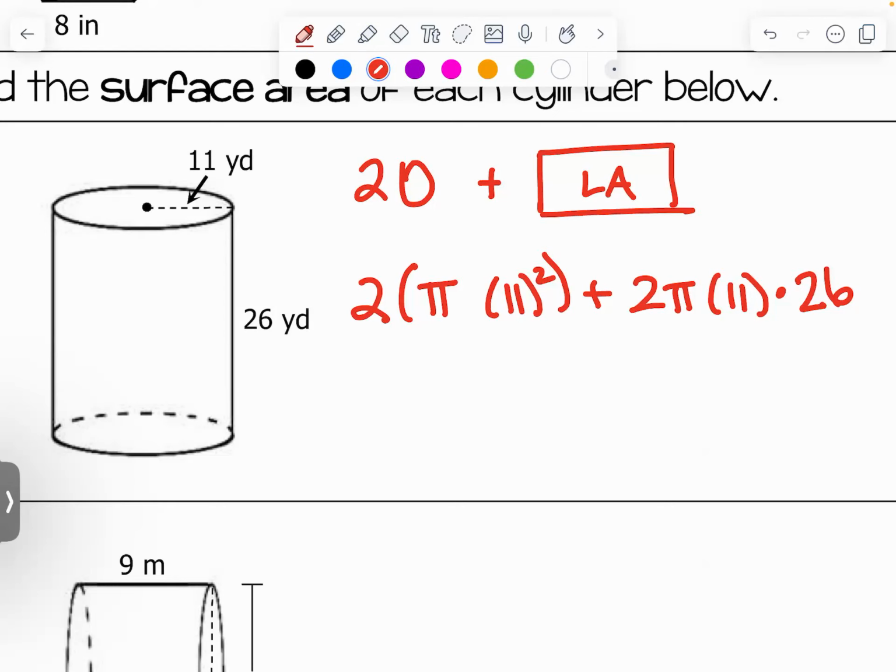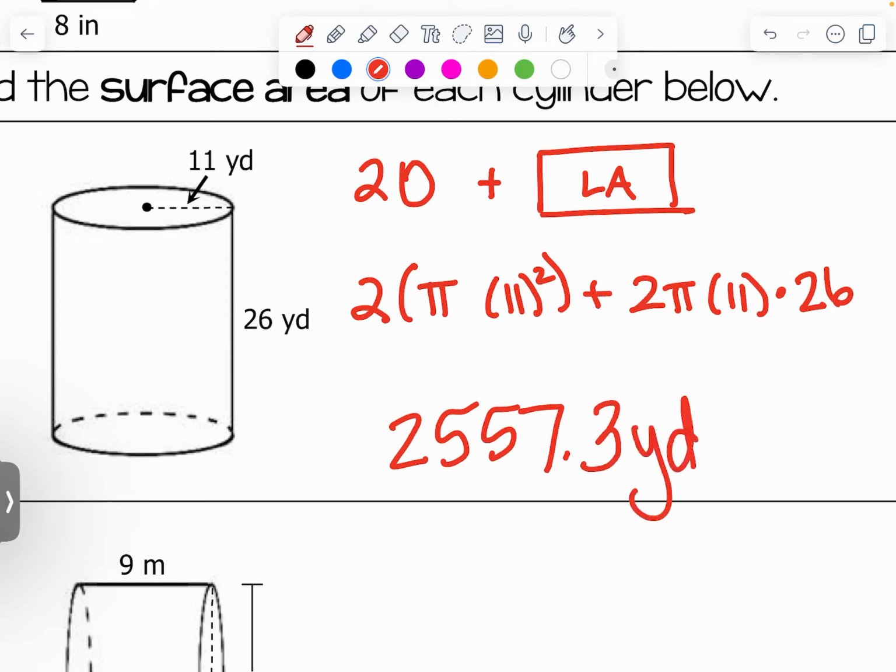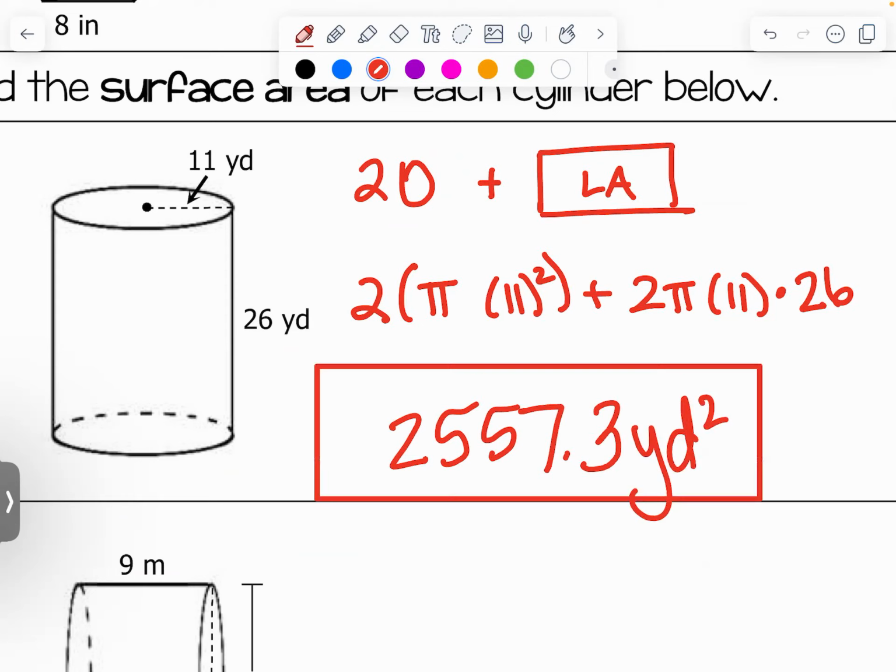It's length times width. So this is 2 circles plus circumference times height. 2,557.26. We'll round it to just 0.3. Square yards. Make sure everybody can get that.